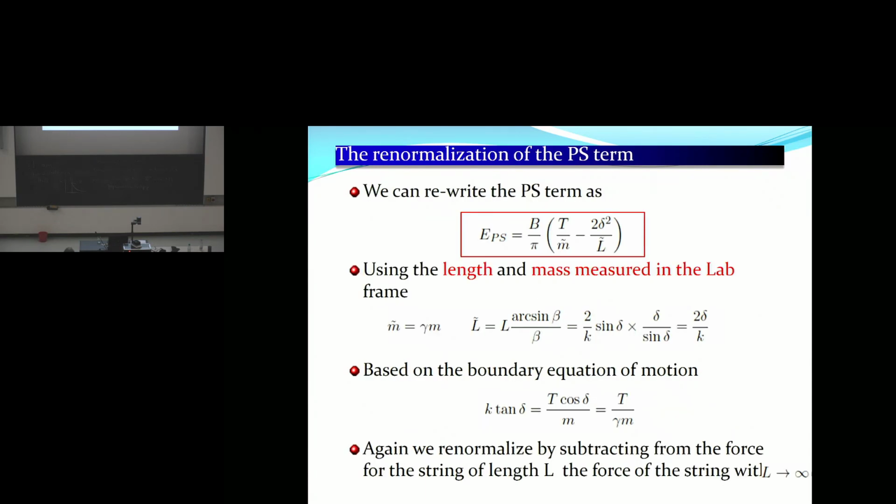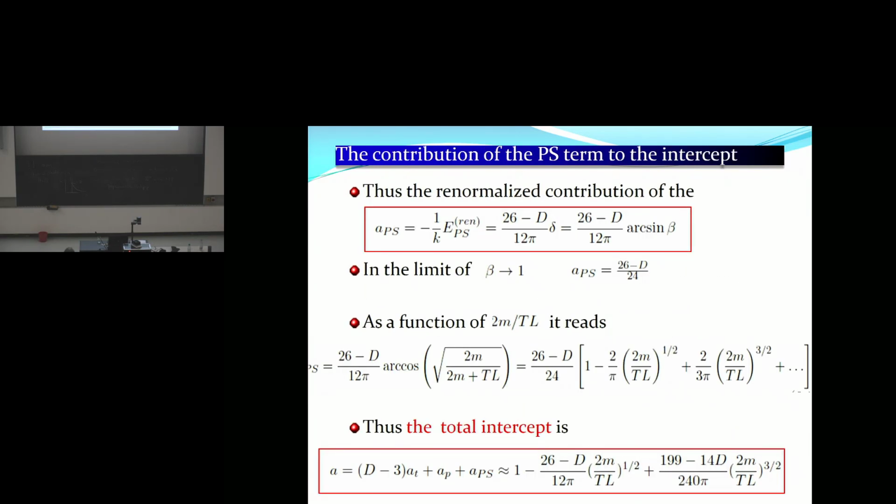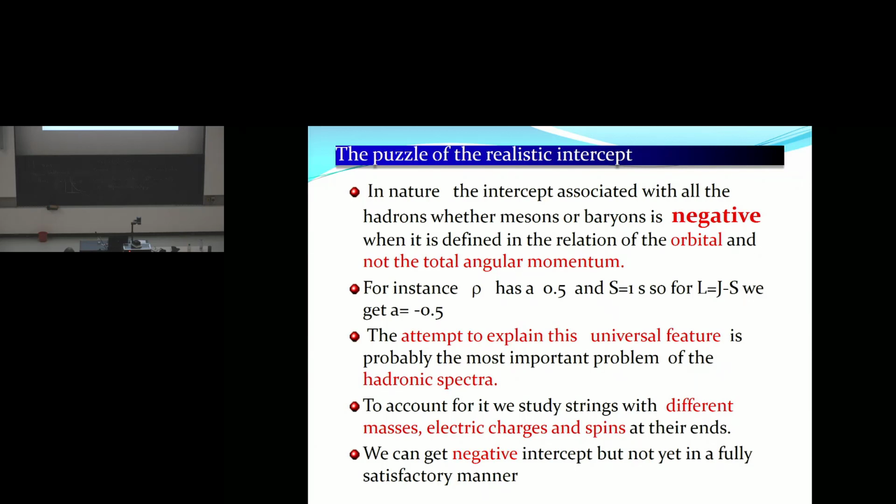I'll just mention something which I think is not well known, and to me that's the most important problem in the spectra of hadrons. There is a property of the intercept, I told you that's the quantum nature of the spectra. If you do it not for the total angular momentum, but rather for the orbital angular momentum, it's always negative. For all mesons, for all baryons, it's always negative. For instance, for the rho meson, the intercept is half, but if you subtract the spin 1, you get minus half, and so on. Now, we don't have yet an understanding of why it's always negative.